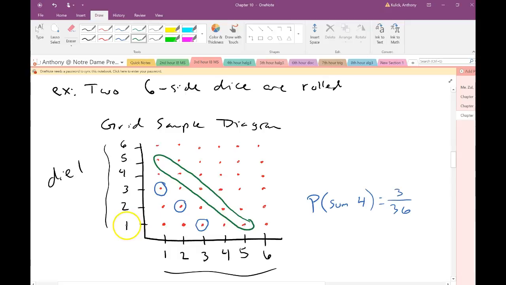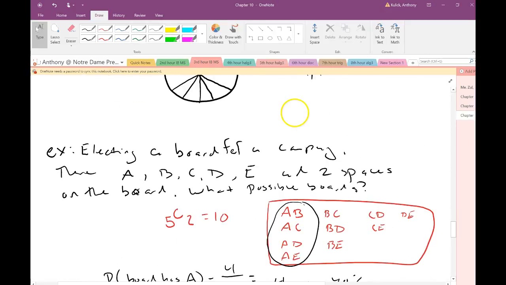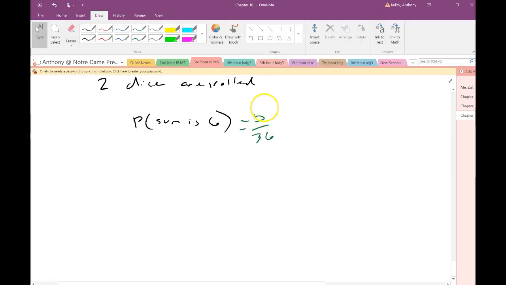Because 5 plus 1 is 6, 4 plus 2 is 6, 3 plus 3 is 6, 4 plus 2 is 6, etc., etc., etc. Everybody agree with that? So how many do we have there? I count 5 dots out of how many total? 36, so that's just 5 out of 36.